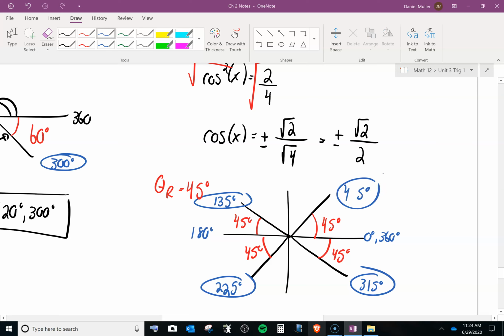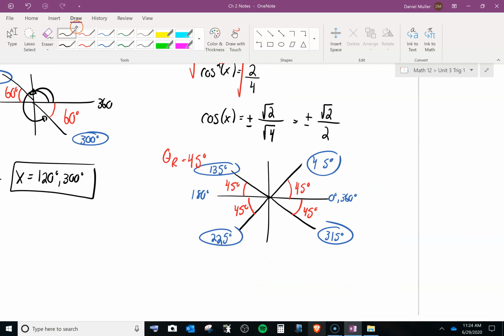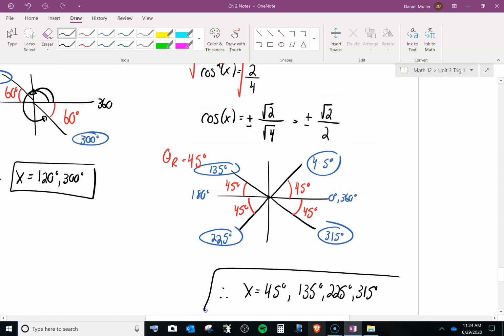So you get all of the angles. So you can have a little therefore sentence. Therefore, x can be 45 degrees, 135, 225, and 315. Now keep in mind, for all of these questions, we only ever go to 315. We only ever go one time around.